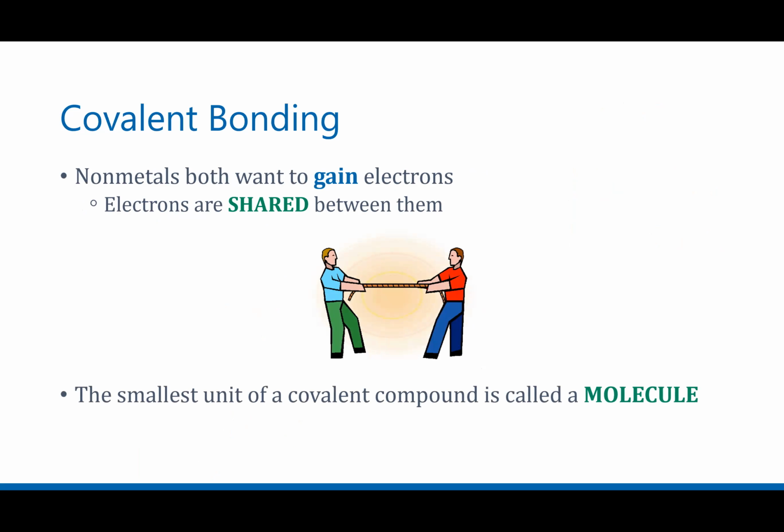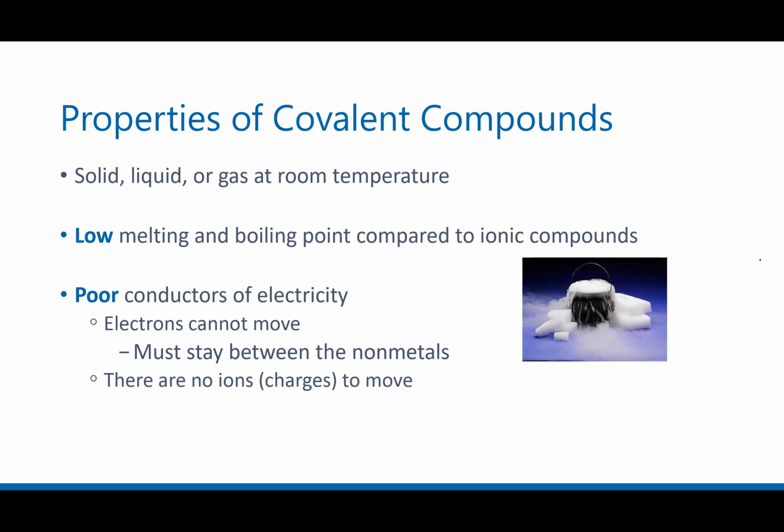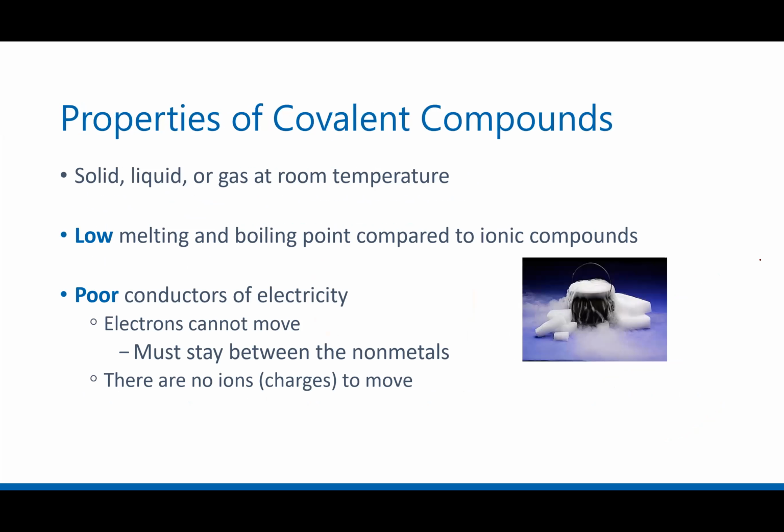The smallest unit of a covalent compound we call a molecule, whereas ionic compounds we would call a formula unit. Well, for covalent compounds, not ionic, for covalent, we just call them molecules. And I mean, the classic molecule you can think about is water. So I'll get to this water in a second, but let's look at some properties that covalent compounds have.